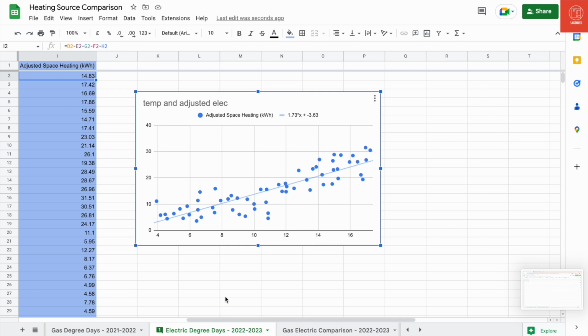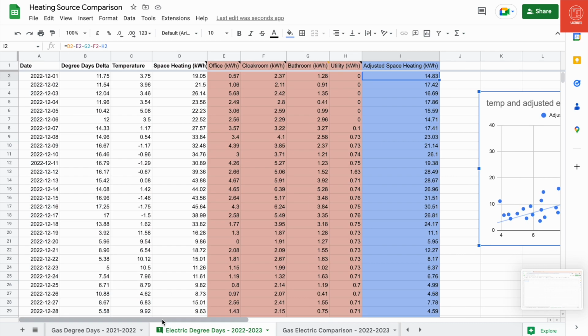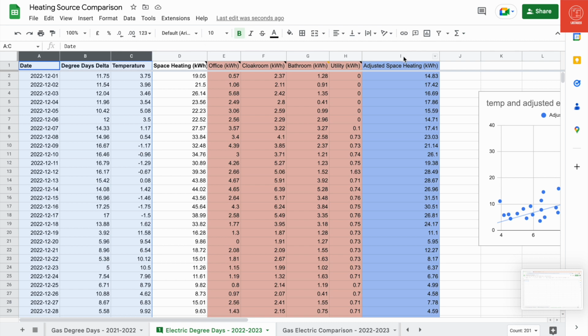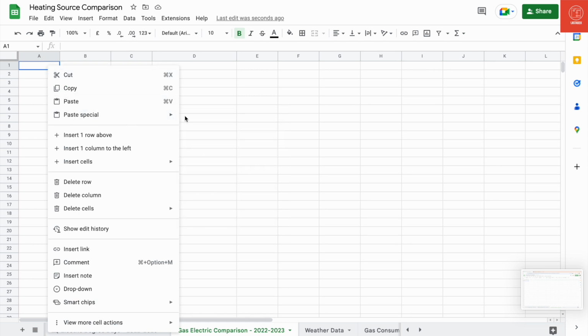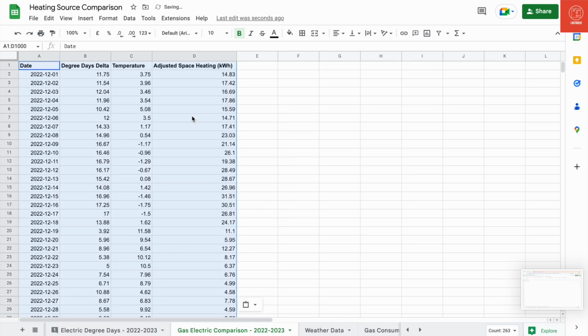And again, we have a useful little formula. So what I thought would be useful now is to do the actual comparison between the two. So let's take the date, degree days, temperature, and space heating. And let's just, for the sake of simplicity, put them into a new sheet.